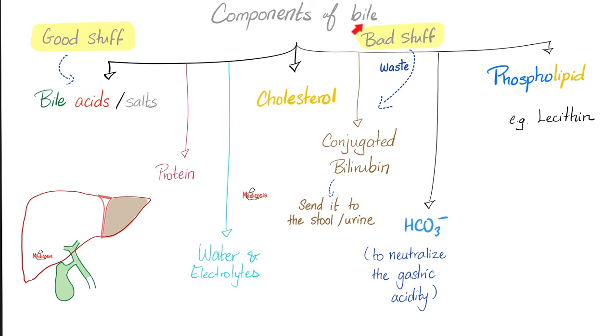What are the components of the bile, which is in the biliary tree and in the gallbladder? We have good stuff, such as bile acids and bile salts, and we have bad stuff, the waste products, the conjugated bilirubin. The good stuff is important and we should recycle it, and that's why we have an enterohepatic circulation between the intestine and the liver. Enterohepatic. Okay, how about the waste product? No, I don't want it back. Throw it in the trash. How do you do this? Send it to the stool, stercobilinogen and then stercobilin. Send it to the urine, urobilinogen and urobilin.